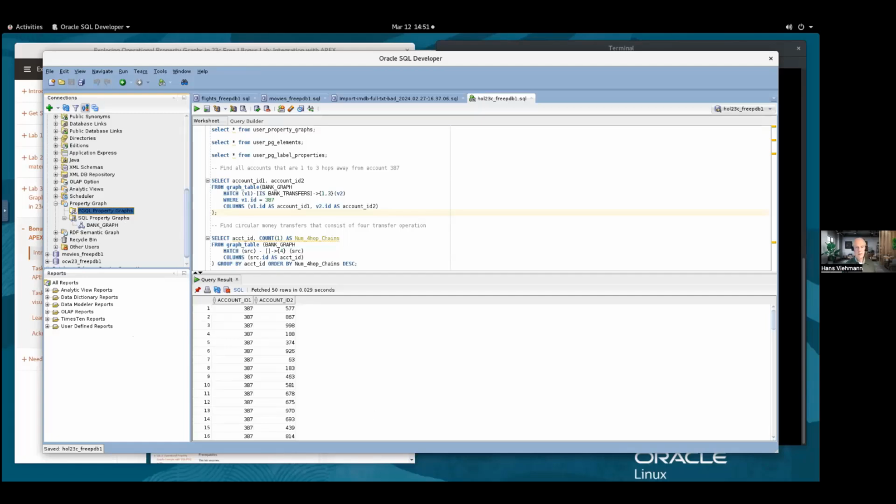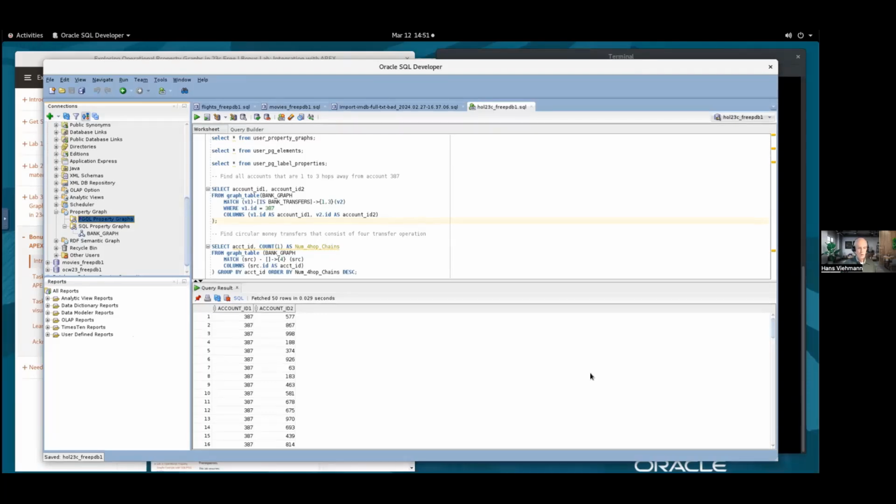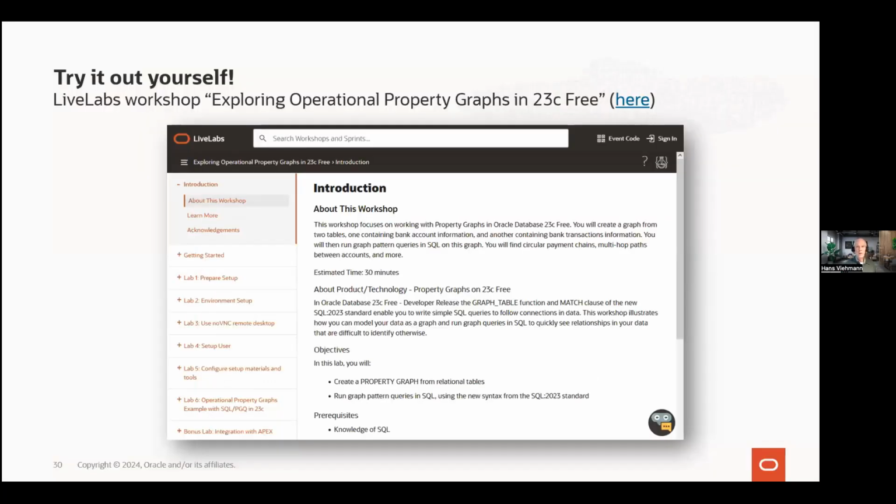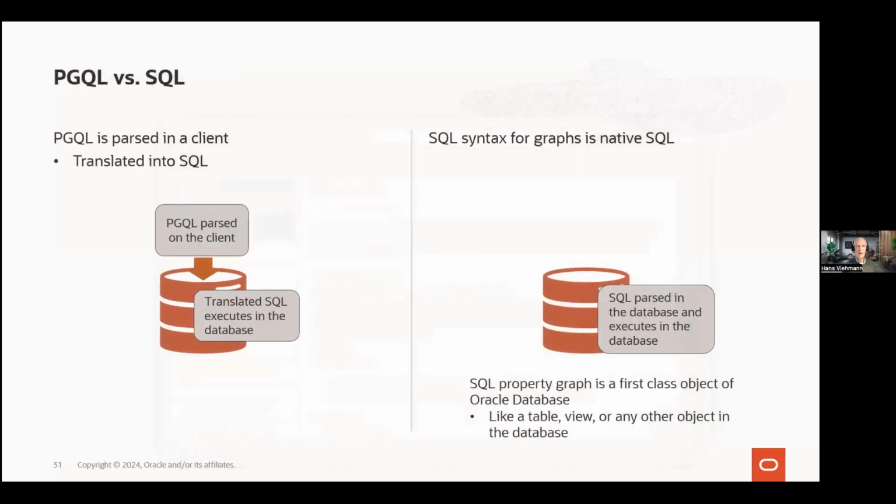In the interest of time, I think I'm going to leave it at that, but I would strongly recommend that you take a look at that LiveLabs workshop. Good. So that brings us back to my slides. I hope you can see my slides, Denise. Yes, we can, Hans. Excellent. Right. So let's move on then.